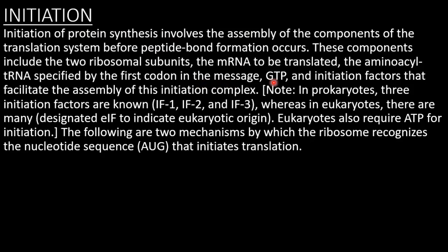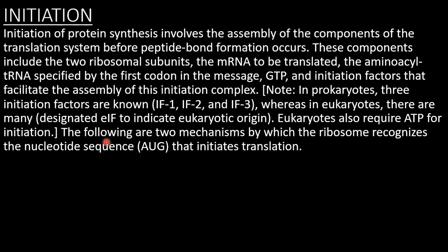Then you also require GTP, initiation factors that facilitate the assembly of this initiation complex. And noting that in prokaryotes, we have 3 initiation factors: initiation factor 1, 2, and 3, whereas in eukaryotes, there are usually many, and they are designated as a eukaryotic initiation factor to indicate their eukaryotic origin. Now, eukaryotes also require ATP for initiation, but prokaryotes don't require ATP.